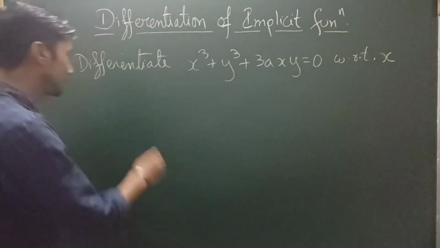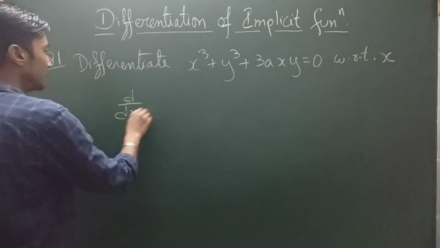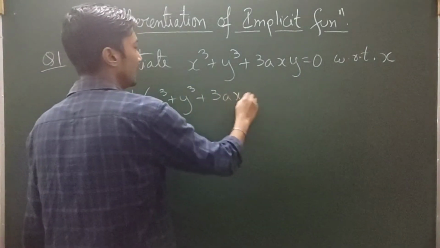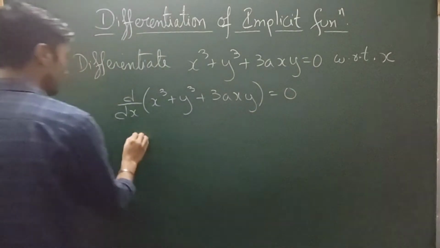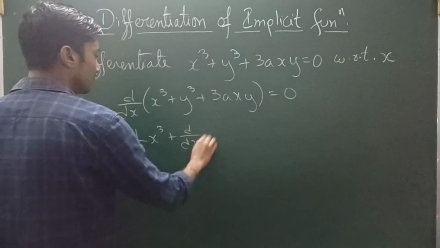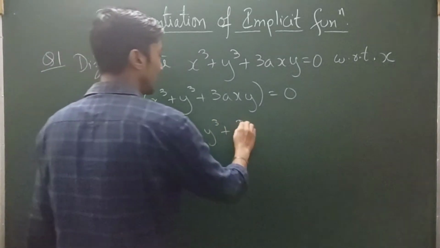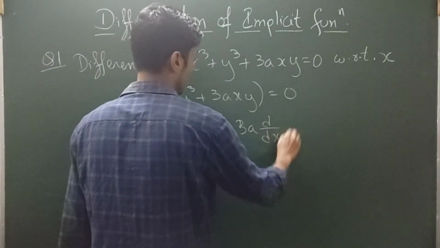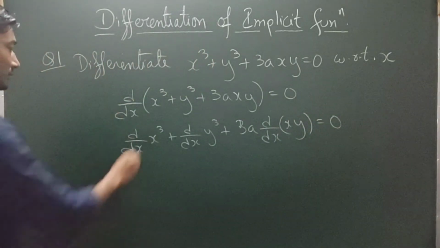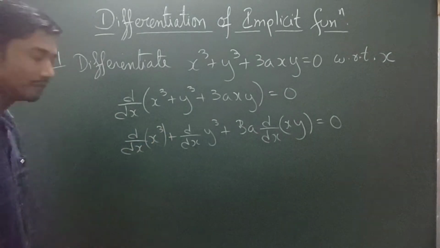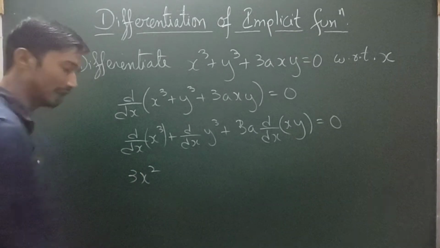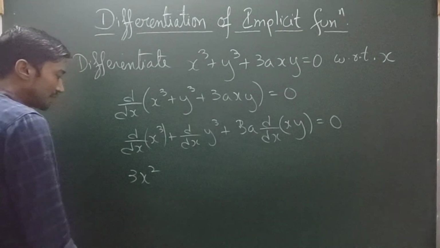So now when I start differentiation, dy by dx, this function x cubed plus y cubed plus 3axy equal to 0, I'm going to start from the basics. So derivative of x cubed plus derivative of y cubed plus 3a, I'm going to take out constants, xy equal to 0. Alright, now simple things, let it remain simple. So derivative of x cubed, and that too we know, 3x squared.